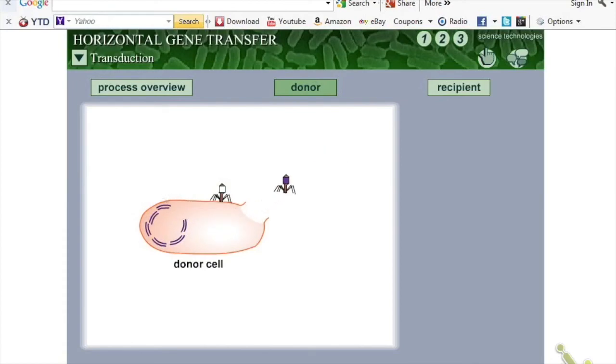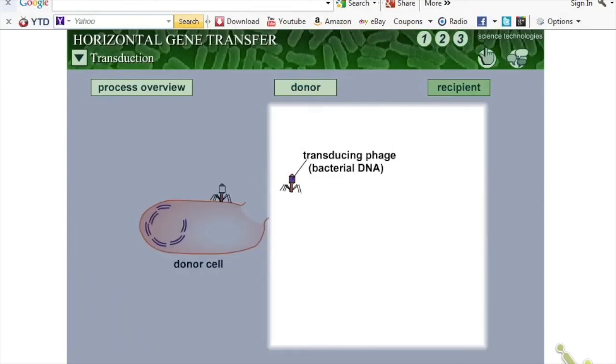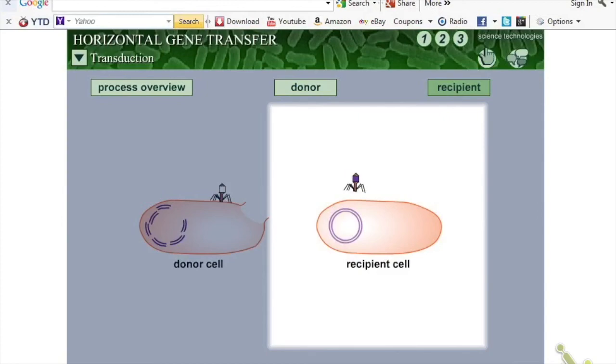So the transducing phage will now infect another bacteria. When a transducing phage, composed of phage proteins and bacterial DNA, infects a new host, the phage injects the bacterial DNA into the new bacterial host. The infected bacteria sometimes incorporates this DNA into its own chromosome through recombination, resulting in the transfer of genes from the donor bacterium to the recipient bacterium. So the principle of transduction is very important.